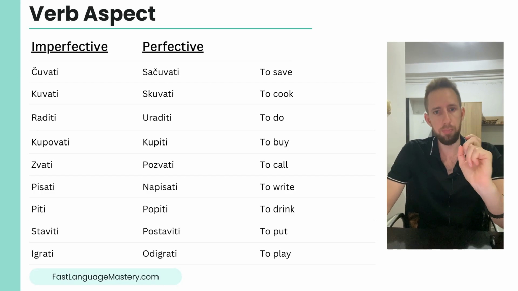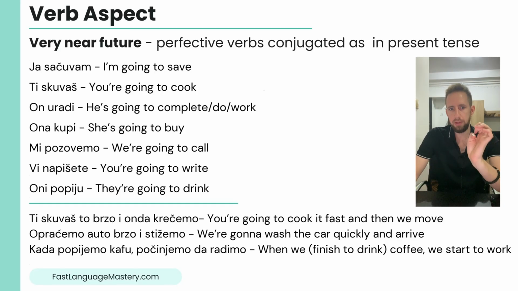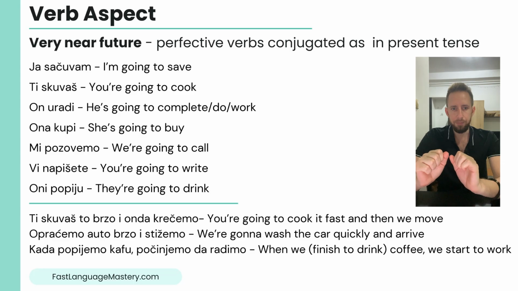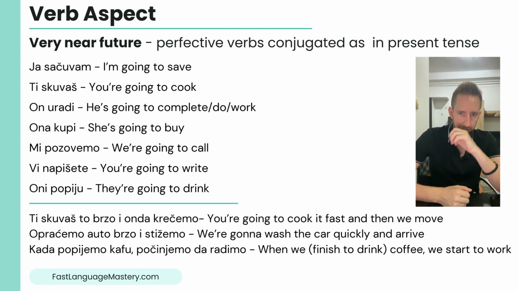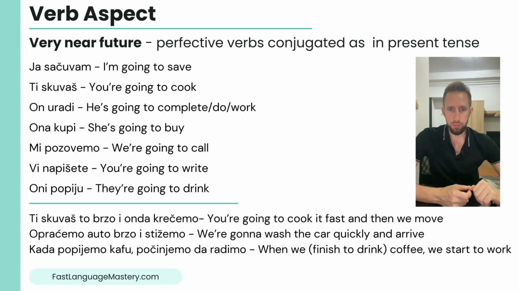We can do it too, but in this case, when we conjugate a perfective verb in present tense, it will mean that we talk about a near future, a very near future, okay? And here you can see it in this slide. Very near future, it is when we conjugate perfective verbs in present tense.